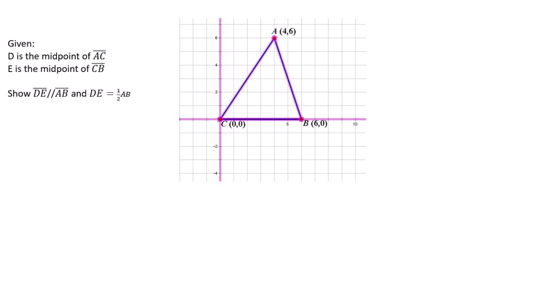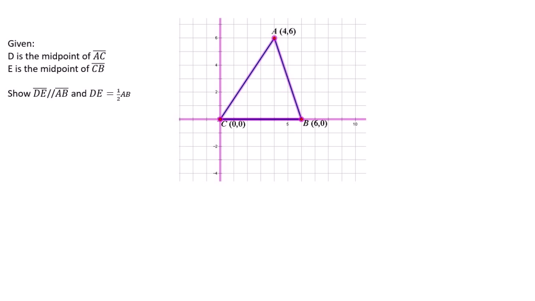Okay, so here we go. We're given that D is the midpoint of AC, E is the midpoint of CB, and we want to show that DE is parallel to AB, and that DE is 1/2 of AB. If these are true, then let's see if those are true.